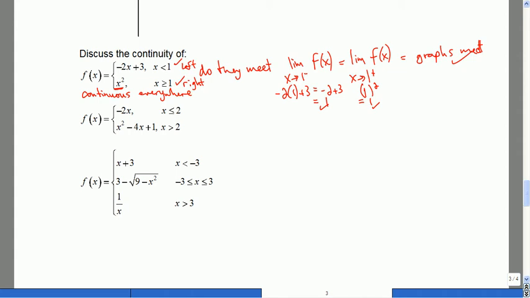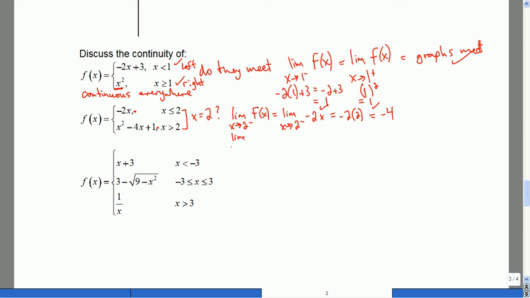So if we apply the same ideas to the second graph, this is a continuous function everywhere. So is this. My only concern is what happens at x equals 2. So I'm going to take a look at the limit as x goes to 2 from the left, which is going to be the limit as x goes to 2 from the left of negative 2 times x. So it's going to be negative 2 times 2, which is negative 4.